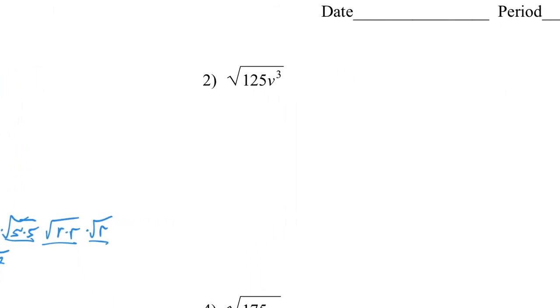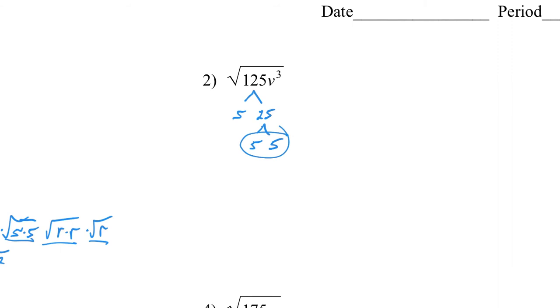Let's go ahead and do the next one. So 125 cannot be divided by 2. Can we divide it by 3? No. But 5, we can. If I divide it by 5, I'm going to end up with 25. Divide by 5 again, I get another 5. So now what I do is look for pairs. Right, so I have a pair of 5's.